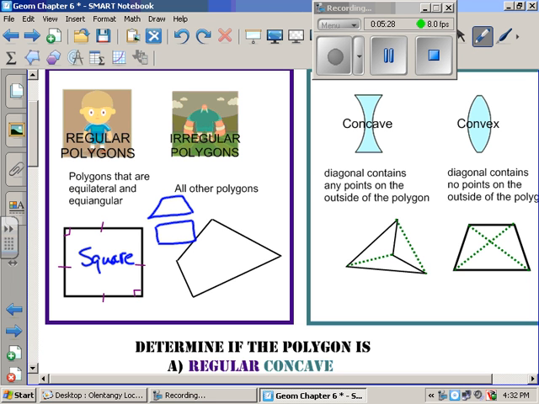What's an example of a regular triangle? Which triangle has all equal sides and equal angles?